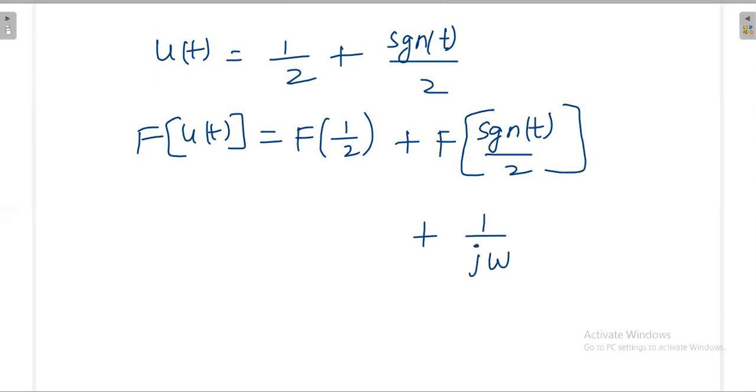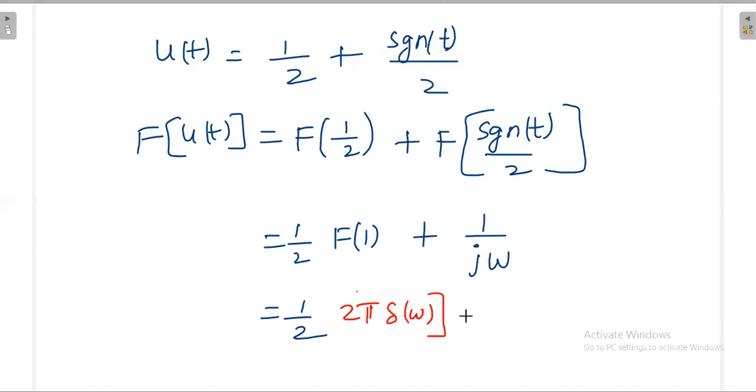Then what is the Fourier transform of the constant 1 by 2? I'll write it in a different manner. If it is a constant, I will take the 2 outside. I can imagine it like the Fourier transform of 1; no problem, because a constant you can take out. Even if you take 1 by 2 outside, what is the Fourier transform of 1? The Fourier transform of 1 is 2 pi del omega.